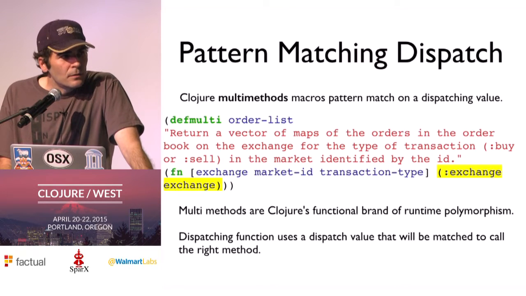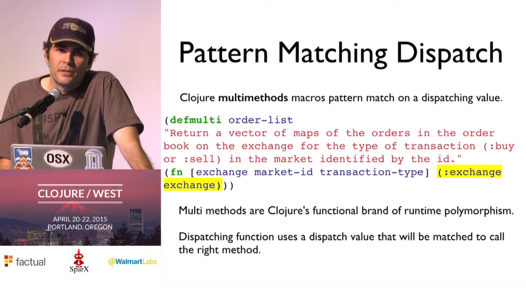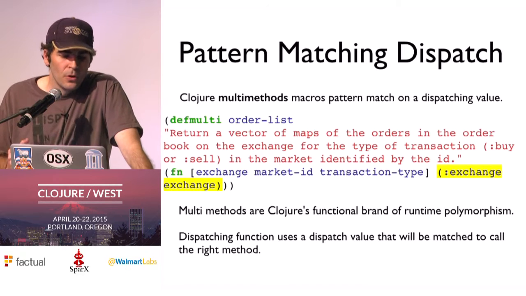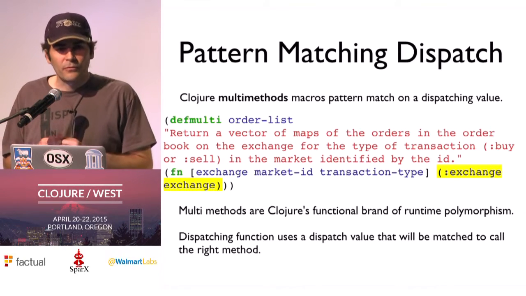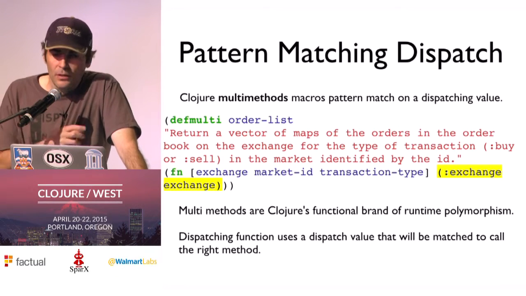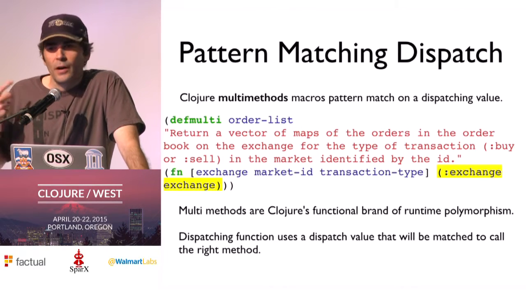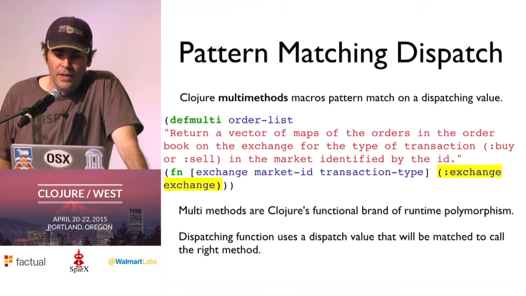But beyond destructuring, if you're using multi-methods at all within your Clojure code, then you're using a very, very simple pattern matching macro. So multi-methods are made up of two macros. One of them is defmulti, where you define the multi-method. And the multi-method in Clojure, for those of you who don't know, is Clojure's own functional brand of runtime polymorphism. So you define essentially a functional interface, and then you have multiple implementations of that.